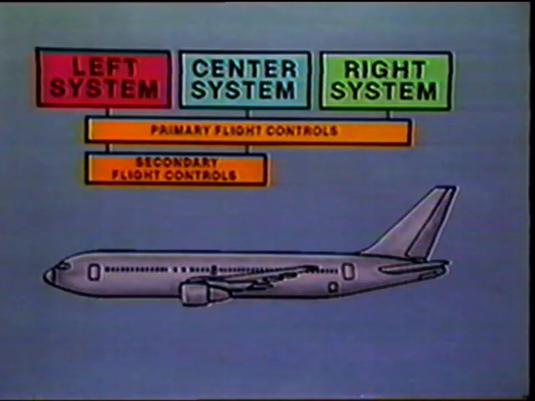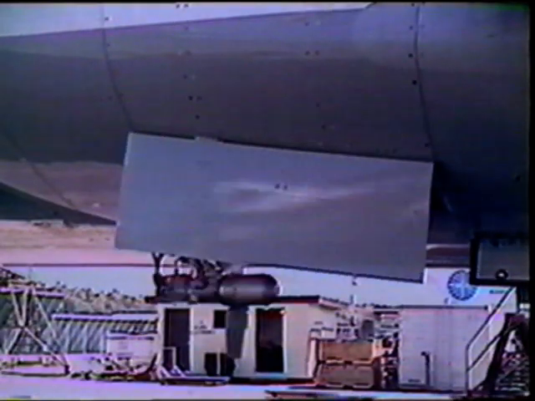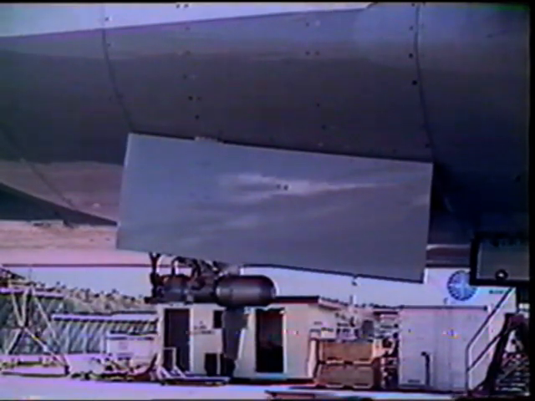The flight controls are powered by pressure from the hydraulic systems. In the event of a dual-engine failure, the ram air turbine, or RAT, is deployed. This provides the necessary power to the primary flight controls to maintain control of the airplane.